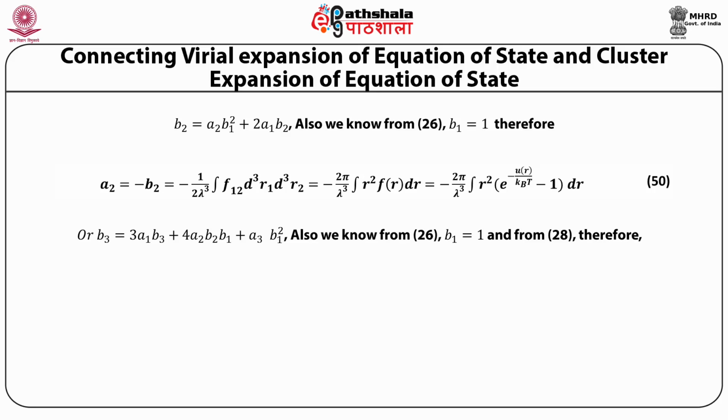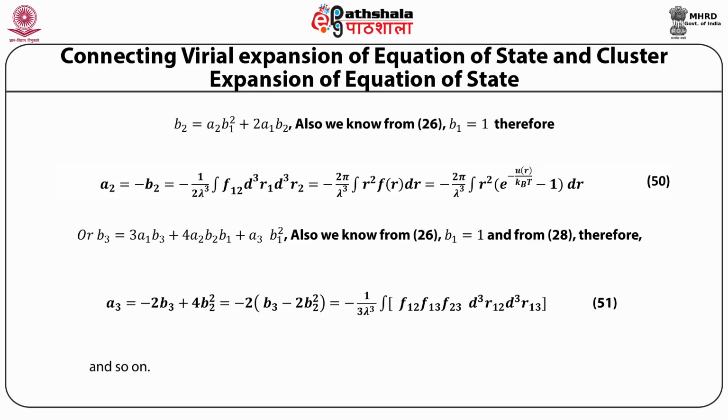Also we know from 26 that b1 is equal to 1, and from 28, therefore, a3 is equal to minus 2 b3 plus 4 b2 squared, which is equal to minus 2 multiplied by b3 minus 2 b2, whole square, which is equal to minus 1 upon 3 lambda cubed integral over f12 f13 f23 d cubed r12 d cubed r13 and so on. From equation 51, it is interesting to observe that the third virial coefficient is determined solely by the 3 cluster.